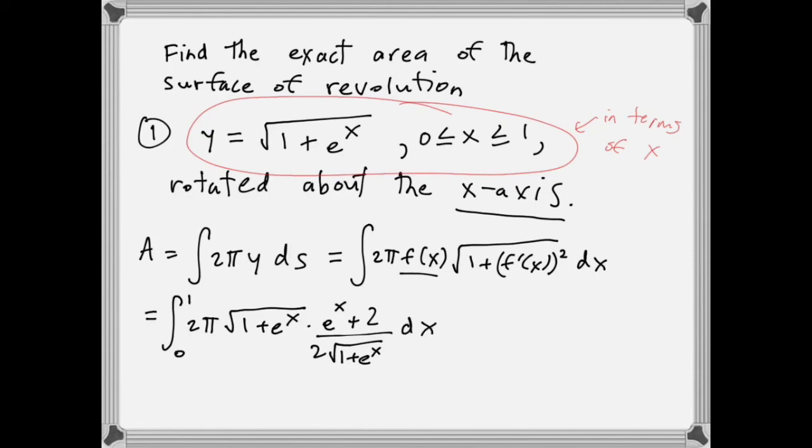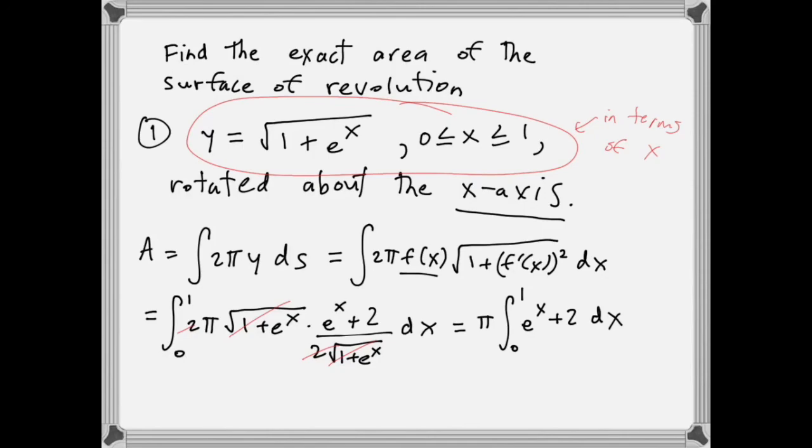Now, you'll notice this looks like it might be a hard integral to solve until we do our cancellation, because the 2 goes away, but also this square root goes away. If we were not careful with this algebra, we would have probably ended up with an integral that was impossible to solve. So if I pull the pi out, I'm integrating something very simple. I'm just integrating e to the x plus 2 dx.